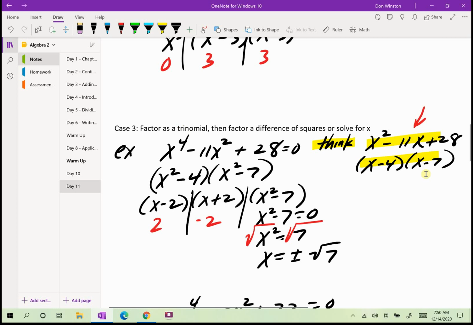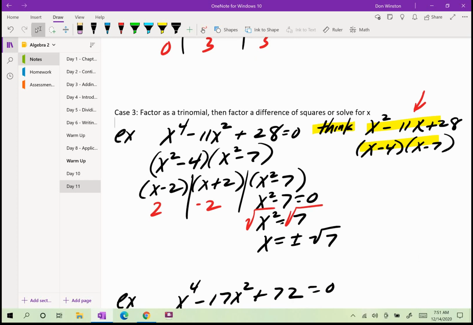Okay, but rather than writing x minus 4 times x minus 7, I'll write x squared minus 4 times x squared minus 7. After all, x squared times x squared is x to the fourth. X squared times negative 7 is negative 7x squared. Negative 4 times x squared is negative 4x squared. When I combine the two, I get negative 11x squared, and then negative 4 times negative 7 is 28. So you factor it like a trinomial.